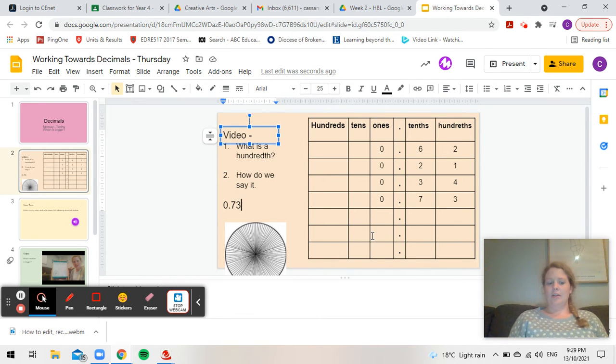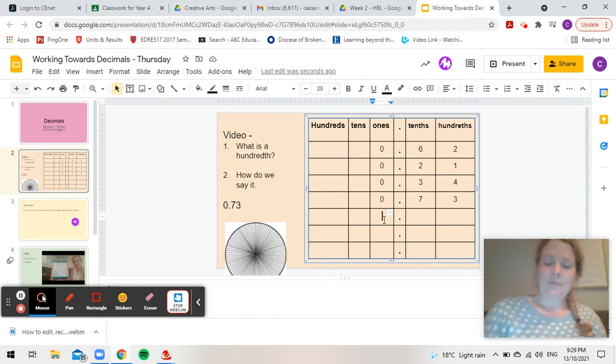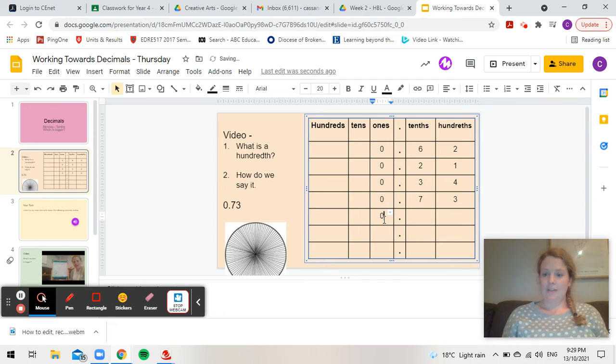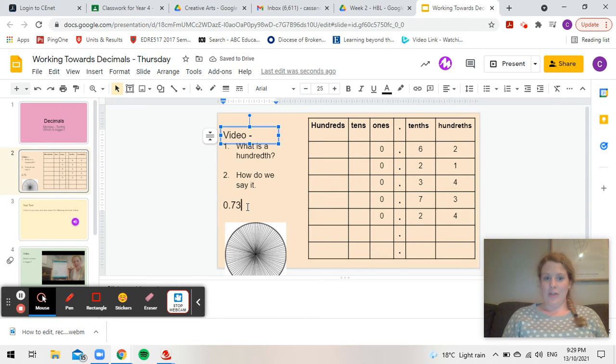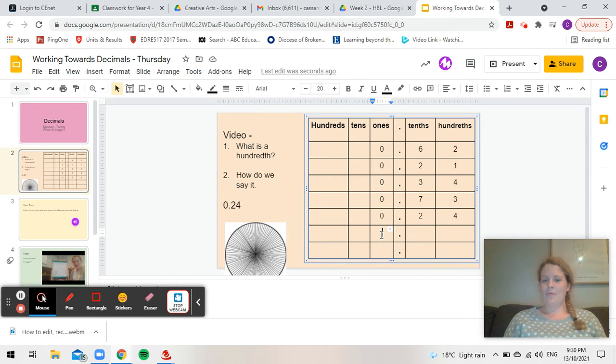All right, let's have another go. 0 and 24 hundredths. Have a go. All right. So it would be 0 and 24 hundredths. Or if you weren't doing it in your table, it would look something like this. 0 and 24 hundredths. Are you starting to see a pattern of how we write it? Okay, let's do 2 more.